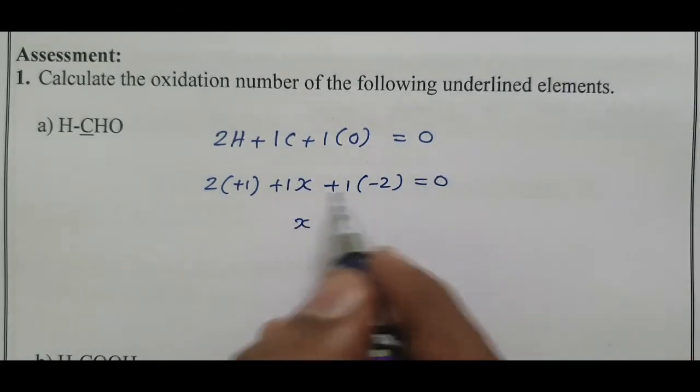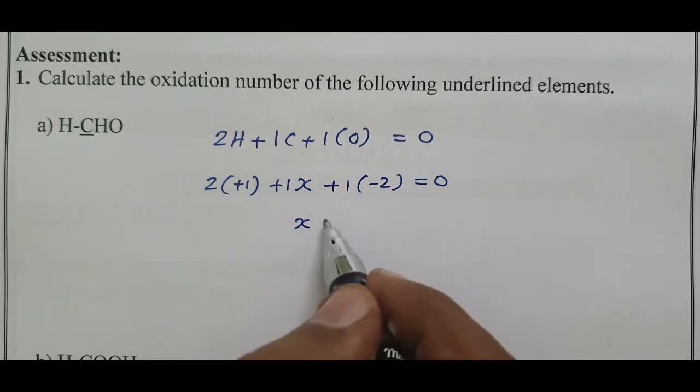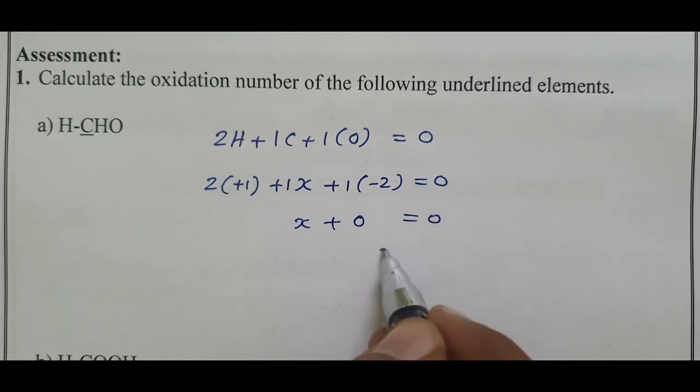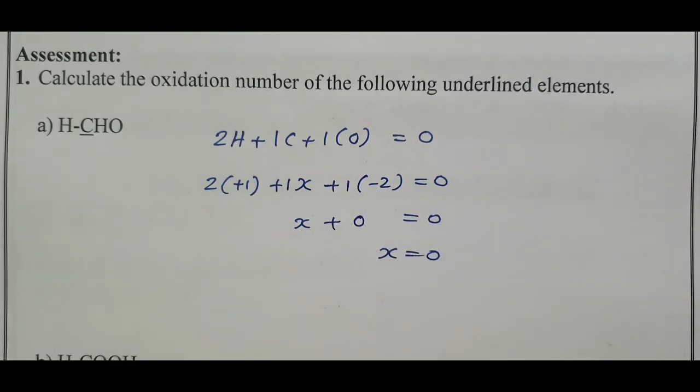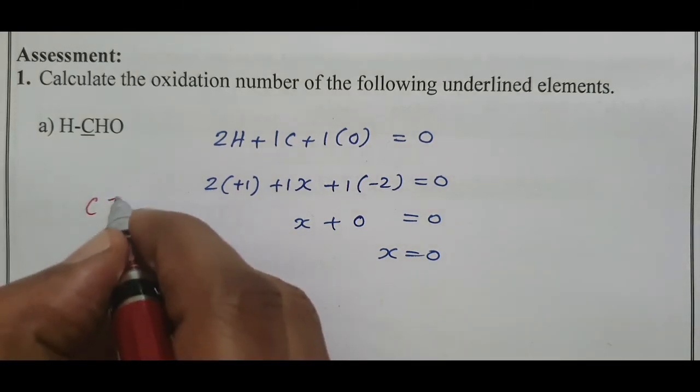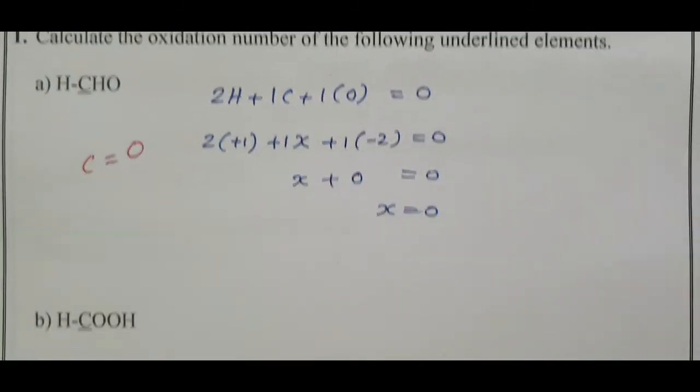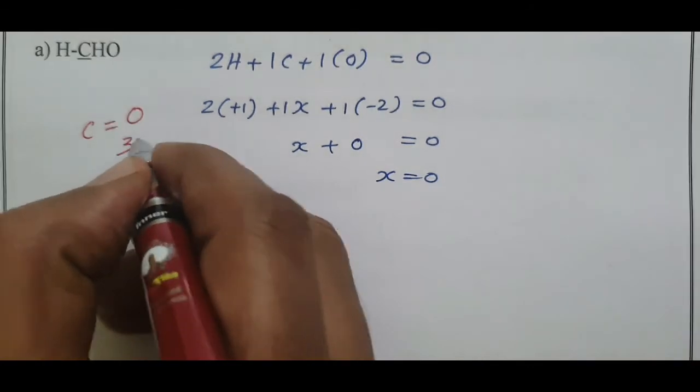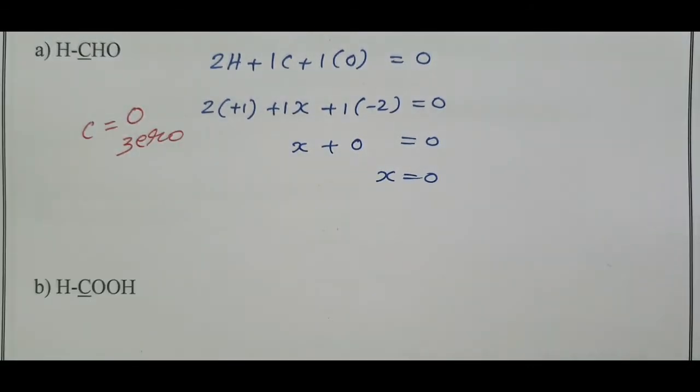X - 2 + 2 equal to 0. X + 0 equal to 0, X equal to 0. The oxidation state of carbon in formaldehyde equals 0. Not O, this is 0. Come to the second compound, formic acid. What is the oxidation state of carbon in formic acid?